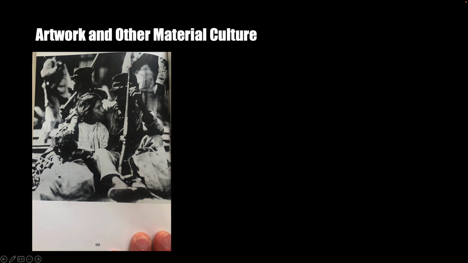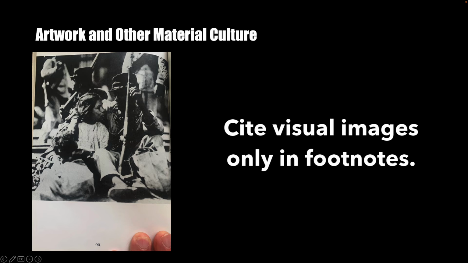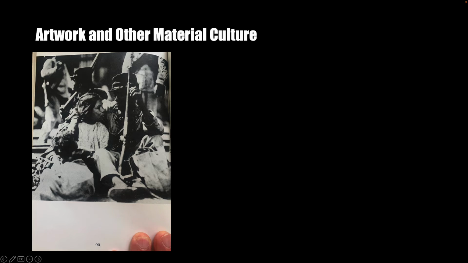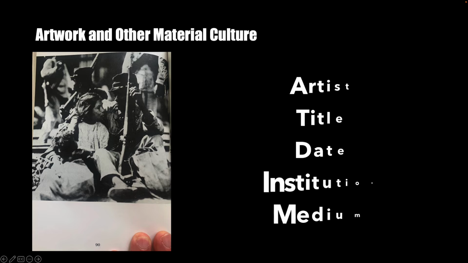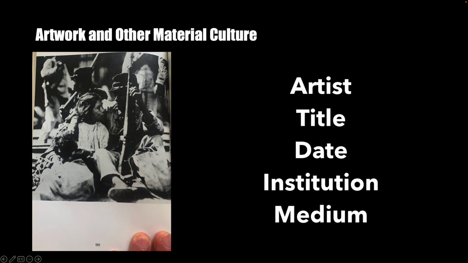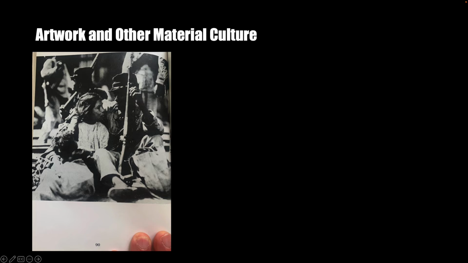Okay, so a few things to pick up on here. First is that with visual images, more often than not, you're only going to cite these things in footnotes. You don't generally cite every single painting that you consult in a bibliography. Second, the things that we need to include in the citation are the name of the artist, the title of the piece, the date of its creation, the name of the institution that houses it and its location, and maybe the medium that it is, to help clarify what exactly it is. Okay, so what does this look like?